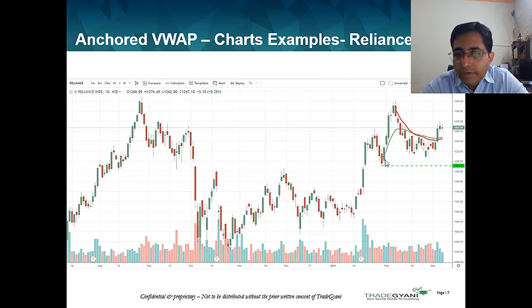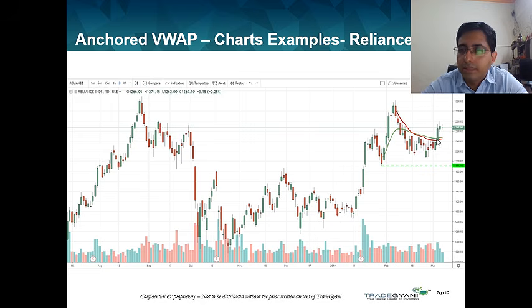Okay, so what I've done is I've taken the recent swing low, which was on 28th of January, and the recent swing high, which was in February. Need to check the dates. And I have drawn two anchors, one at the swing low, one at the swing high. And as you can see, both were converging at this particular point from where the prices dropped.